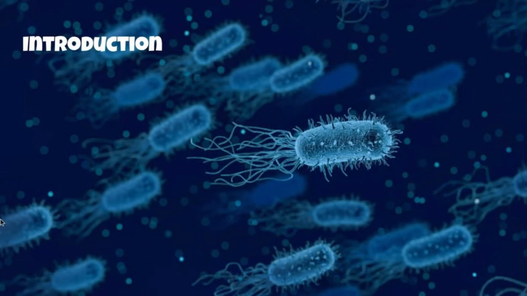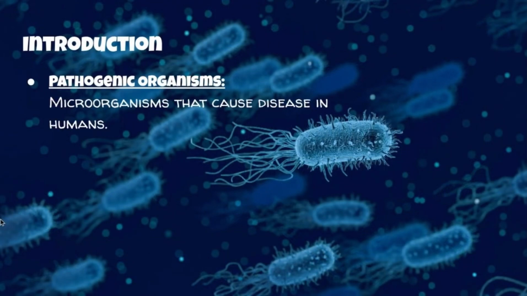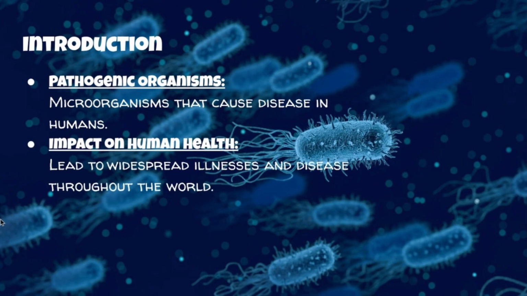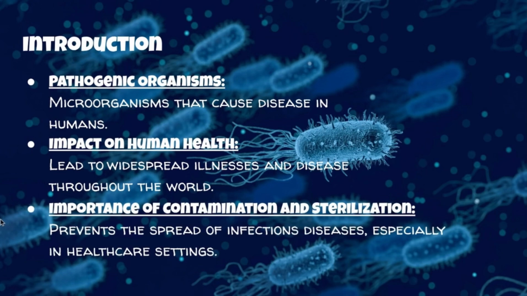A pathogenic organism is a microorganism that causes disease in humans. The overall impact is leading to widespread illness and disease throughout the world, which I will give more examples of later on. And the importance of contamination and sterilization is to prevent the spread of infections and diseases, especially in medical and healthcare settings.